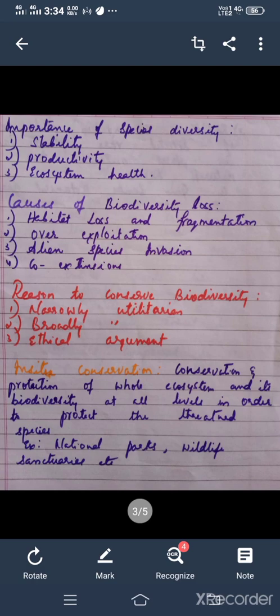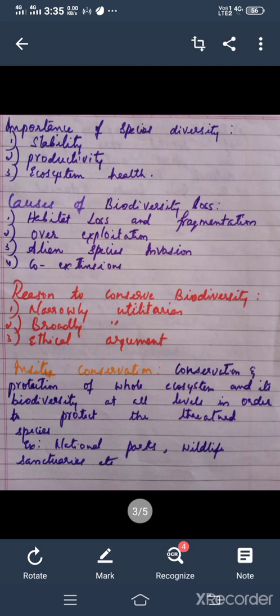Reasons to conserve biodiversity. We have to conserve biodiversity because of narrowly utilitarian, broadly utilitarian and ethical arguments. What is meant by narrowly utilitarian? Narrowly utilitarian means we depend on biodiversity for food. Animals depend on it again for food like fodder. We need resources, we need coal, fiber, cotton and all those things. That is called narrowly utilitarian. We have to use these resources, but we have to conserve them also. It is our prime duty.